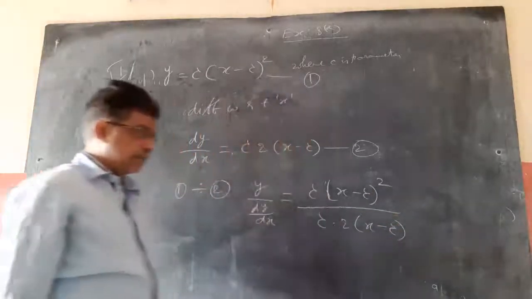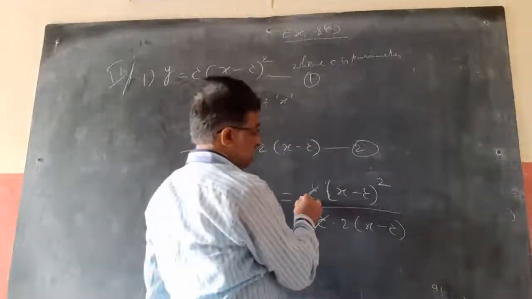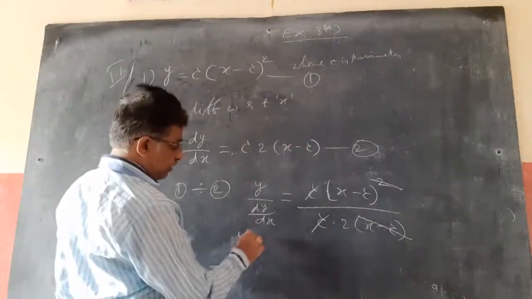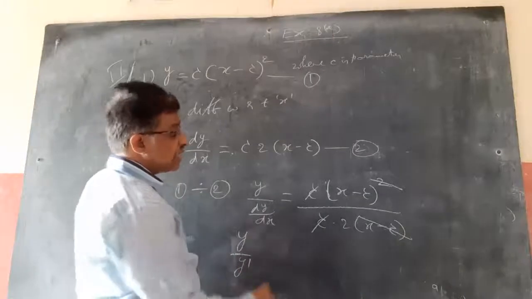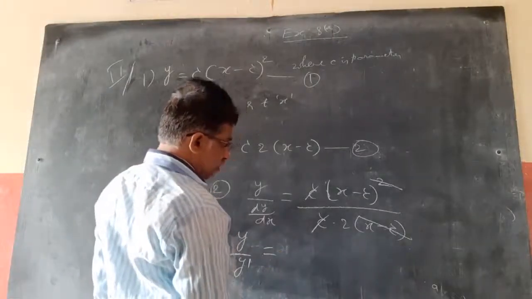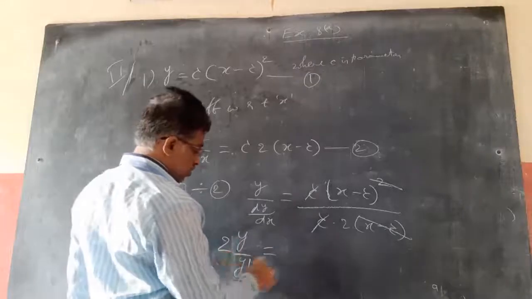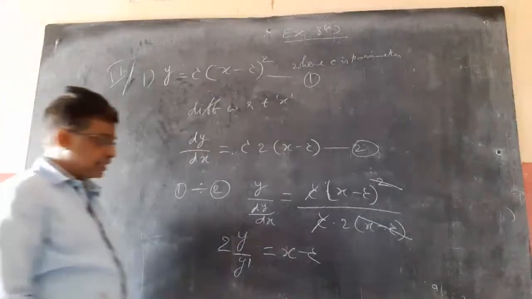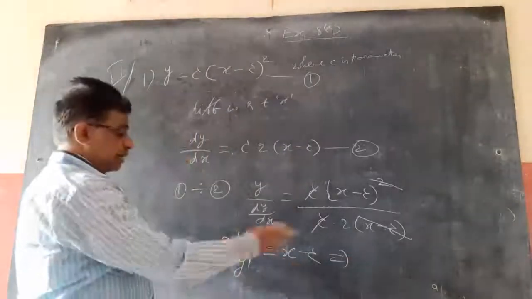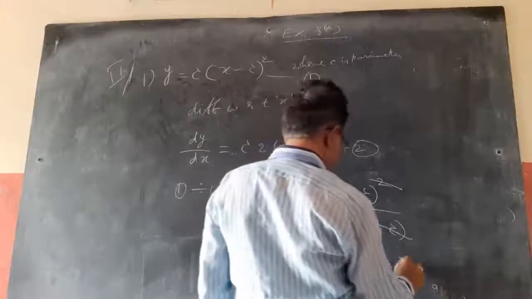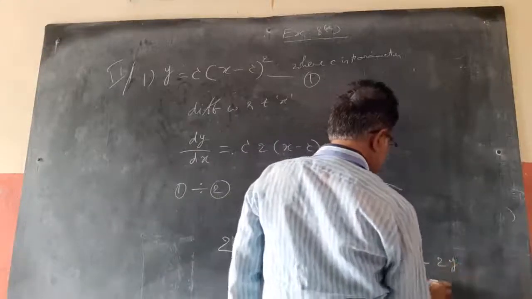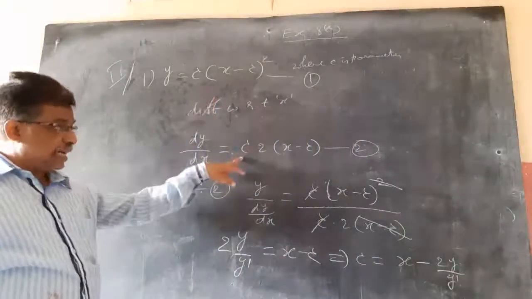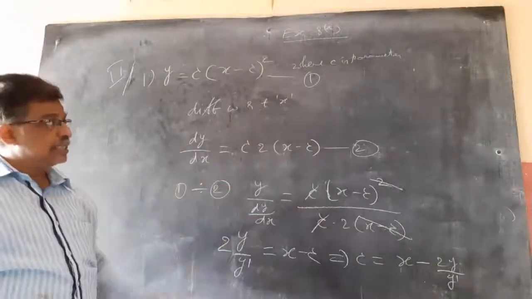c cancels and x minus c cancels. What is left is y by y dash equal to x minus c by 2. If I bring the 2 to this side, 2y by y dash equals x minus c. I can bring c to this side and the remaining part to that side, so c equals x minus 2y by y dash. So in place of c, if I substitute that value, then c will be eliminated.